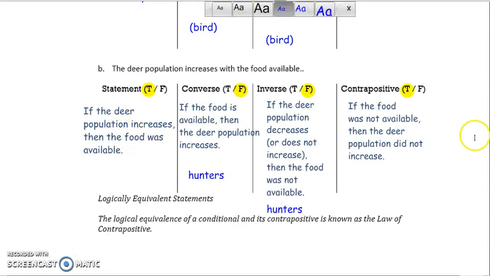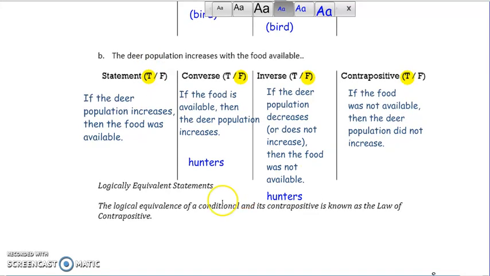All right, so double check that last answer. And I said a counterexample for a couple of those. But a logical equivalence of a conditional is its contrapositive, and that's known as the law of contrapositive. So the beginning here, our if-then statement, is logically equivalent to our contrapositive, saying not and switching.